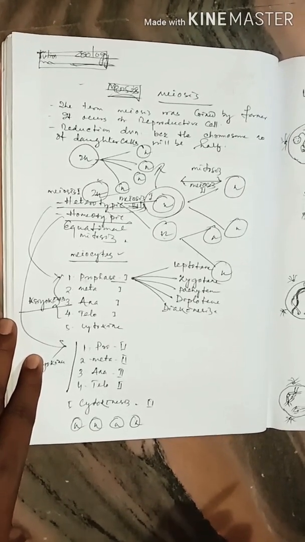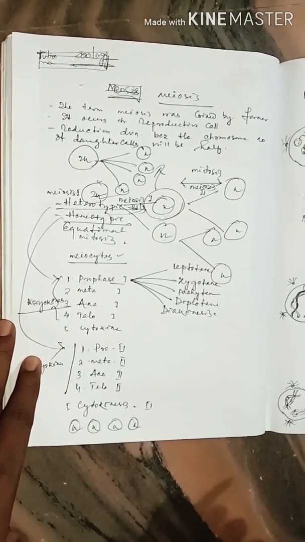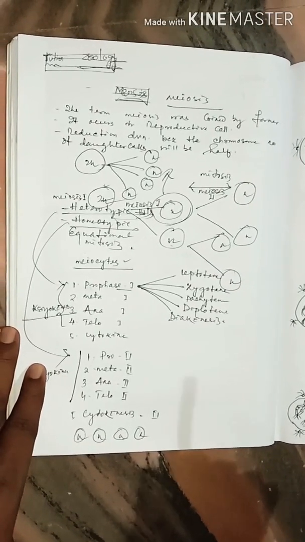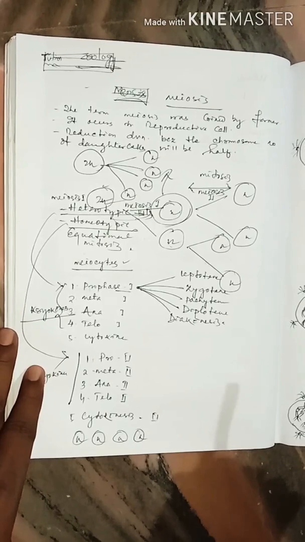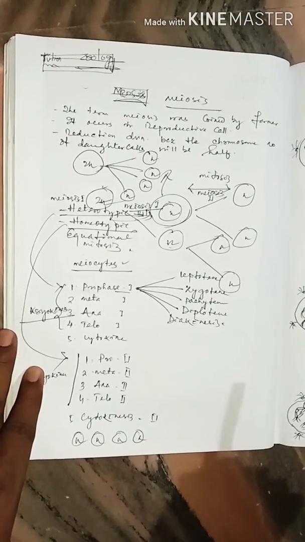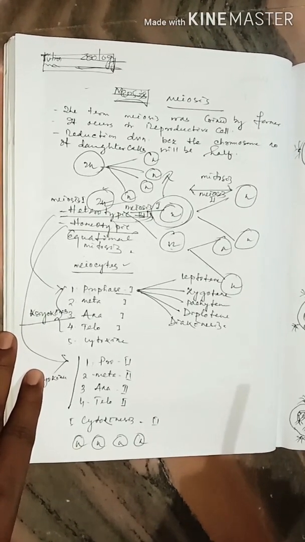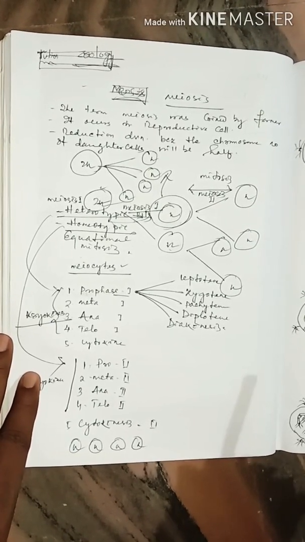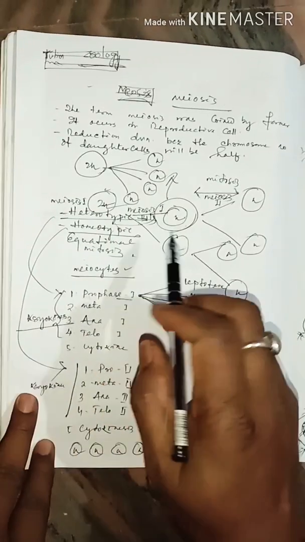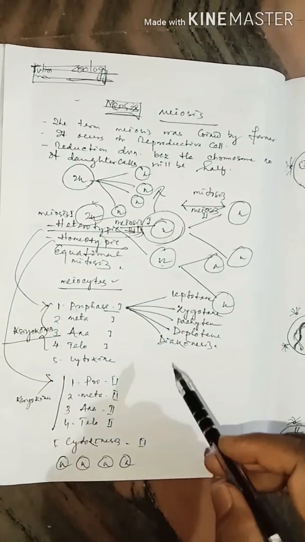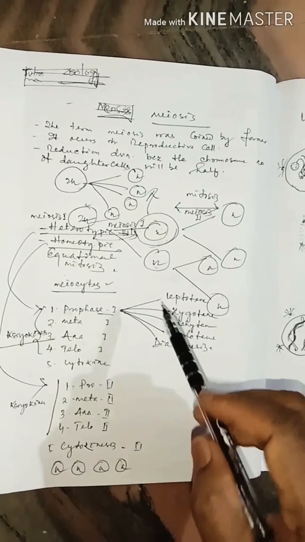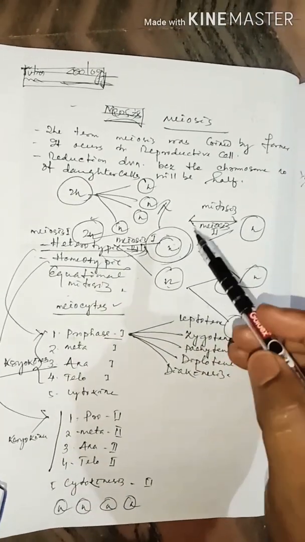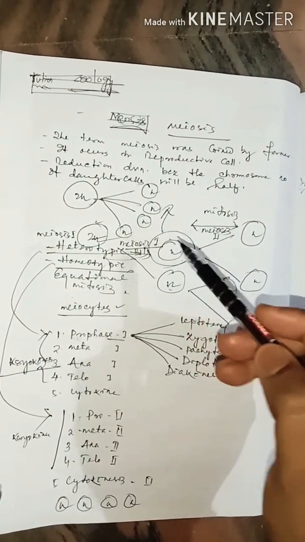The term meiosis was coined by a farmer. It occurs in reproductive cells. It is otherwise called a reduction division, as the chromosome number of the parent cell becomes haploid in the two daughter cells. When the parent cell contains the diploid number of chromosomes, that is 2n, it produces 4 daughter cells having the haploid number of chromosomes, that is n.